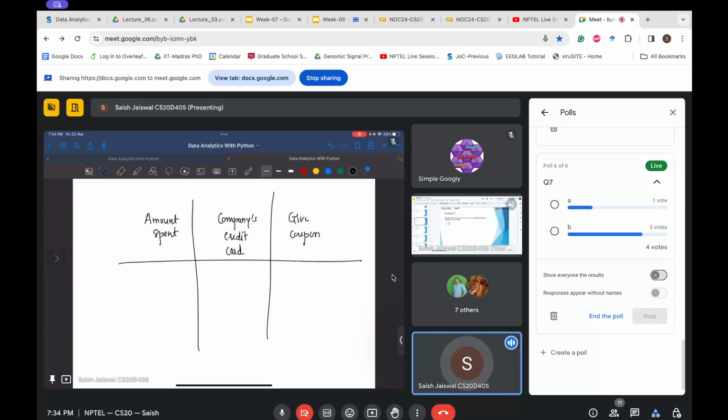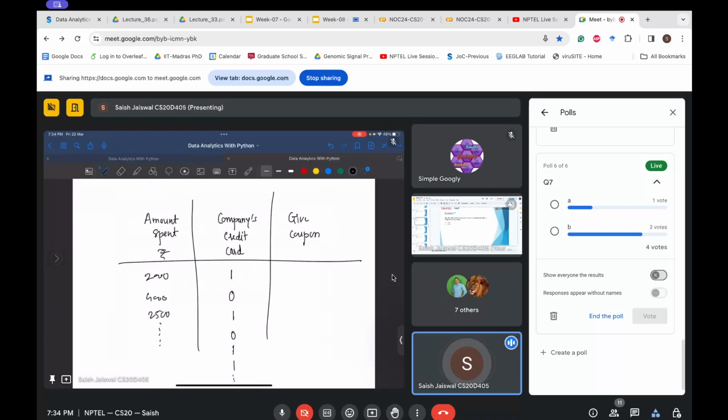So amount spent will be some value, let's say 2000 rupees, 4000 rupees, and so on. And company's credit card, again, is a categorical variable, yes or no. If we have two categories, how many dummy variables can we use? We just saw the answer is 1. So we can use just one dummy variable, which can take value 1 or 0. If the person has the credit card it is denoted as 1, otherwise 0.